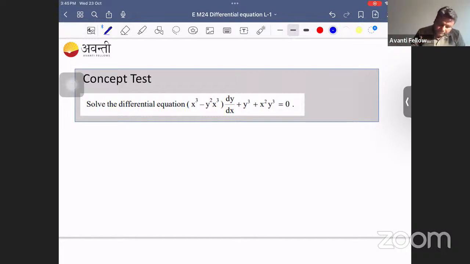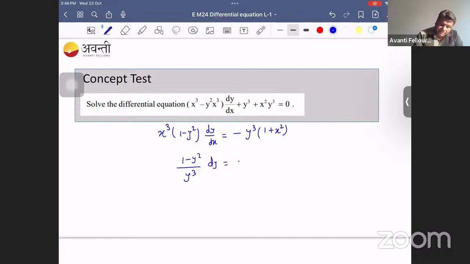Now see, it is x cube into 1 minus y square dy by dx is equal to, take minus common, it is y cube into 1 plus x square. Am I clear? So the question becomes x cube upon 1 plus x square, not this way, dx is there. So it will be 1 minus y square upon y cube dy is minus of 1 plus x square upon x cube dx.